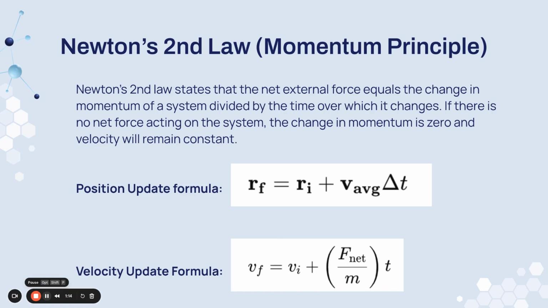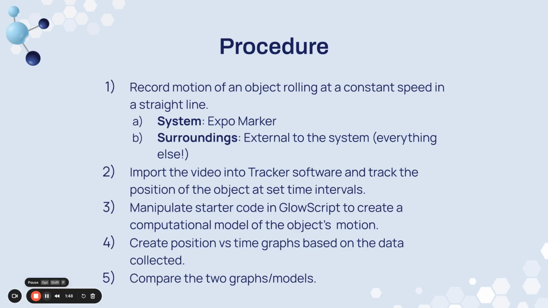The procedures for this lab were to first record the motion of an object rolling at a constant speed in a straight line. So the object of this lab, or the system, was the expo marker, and the surroundings were everything external to the system. Then, import the video into Tracker software and track the position of the object at set time intervals. Manipulate the starter code in GlowScript to create a computational model of the object's motion, and then create position versus time graphs based on the data collected, and compare those two graphs.